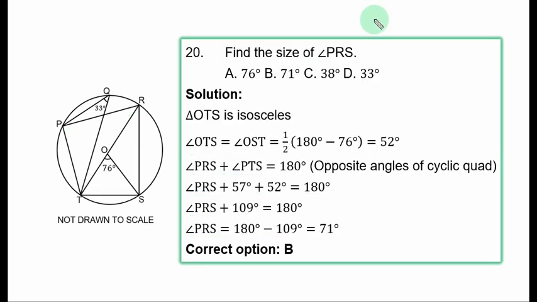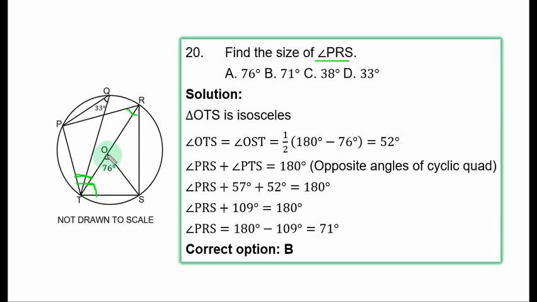Question 20. Find the value of angle PQS. That is this whole angle PQS. We can consider PQTS as a quadrilateral, and we have that the sum of opposite angles are supplementary, so we need this angle. Already this angle is 57 from question 19, so let's get this angle for us to have the complete angle PTS.